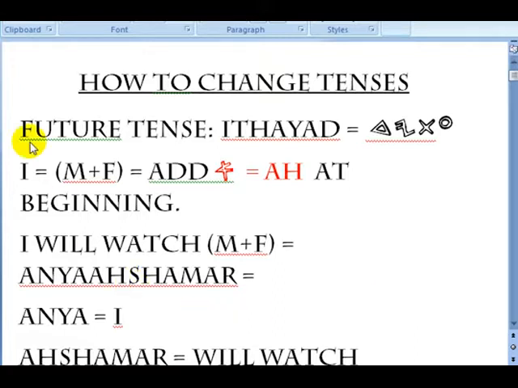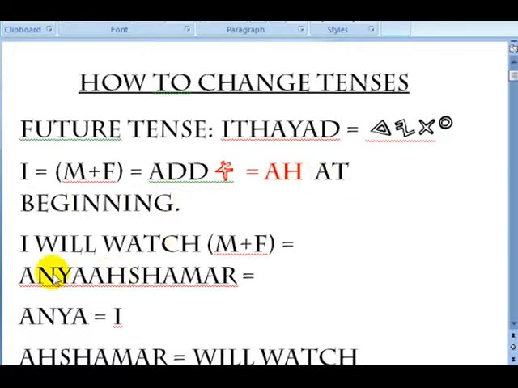Alright, but this here is the future tense, which the way you say future is aithayad. See it here, aithayad. That's how you say future. Alright, so I, male plus female, which is I in the singular person, you add an ah at the beginning of the word.